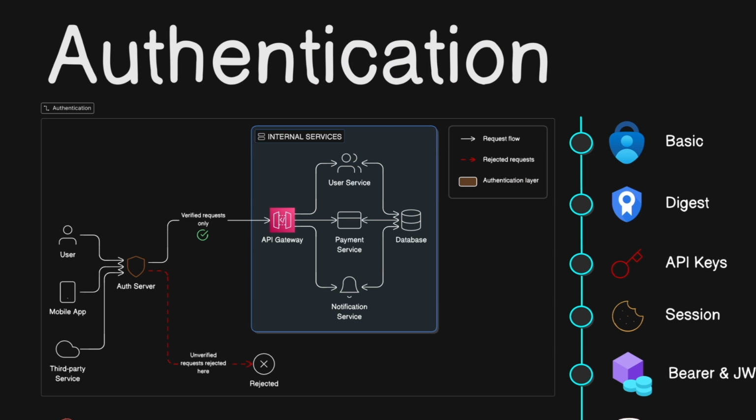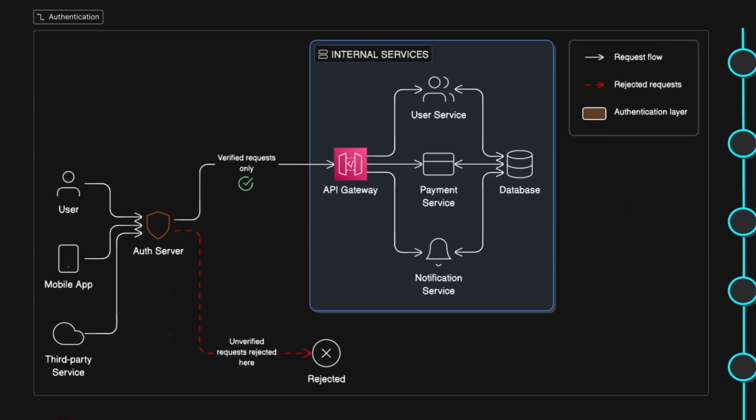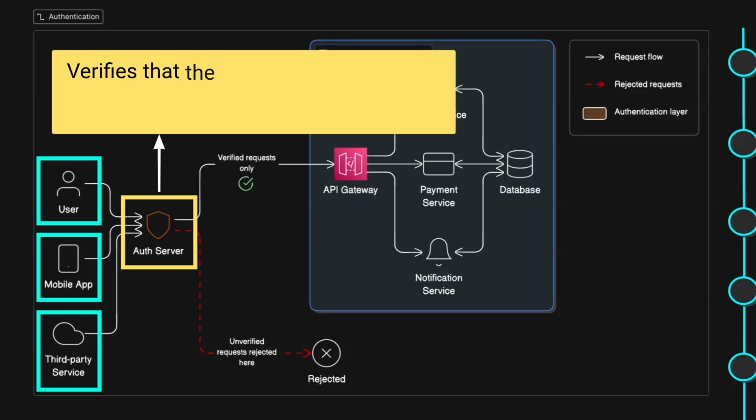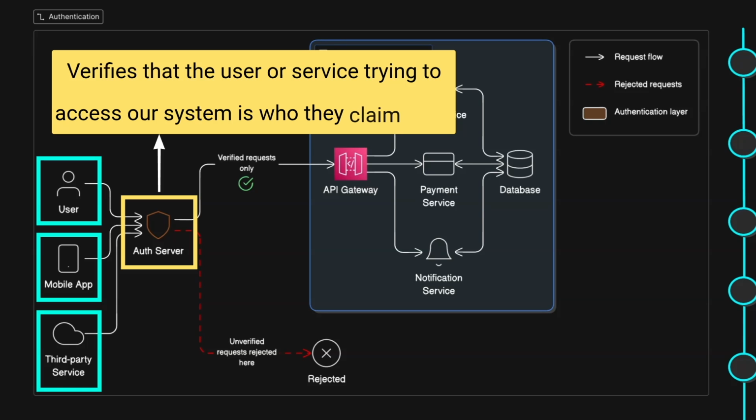Before a system can authorize or restrict anything, it first needs to know the identity of the requester, whether it's a user accessing our service through a browser or through a mobile app, or it's a third-party service trying to access our system. That's what authentication does. It verifies that the user or service trying to access our system is who they claim to be.